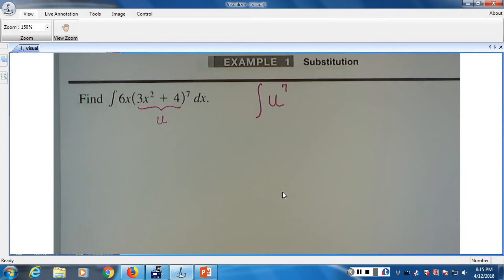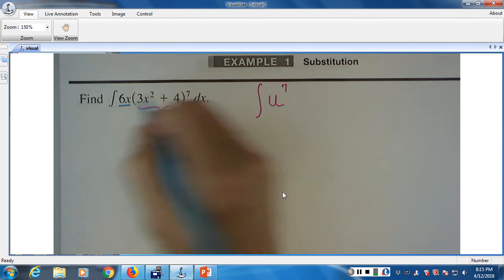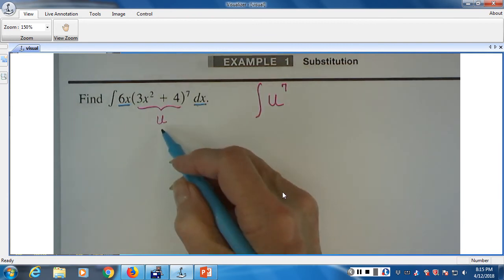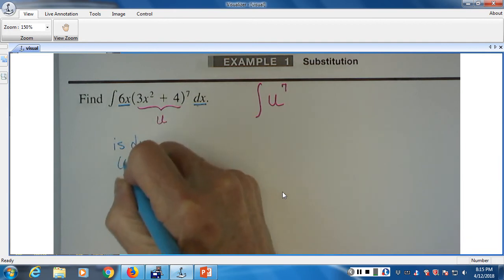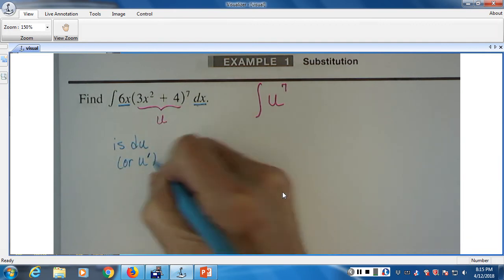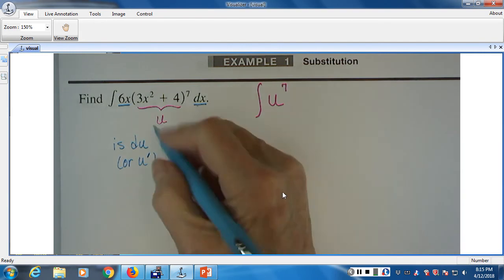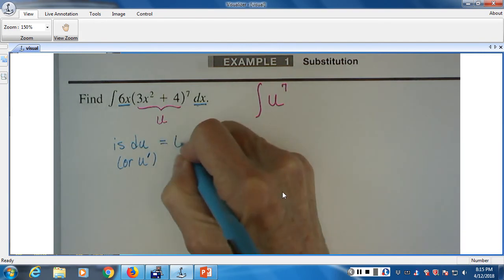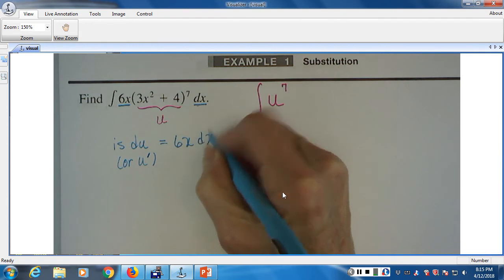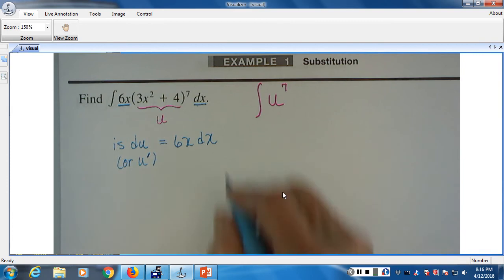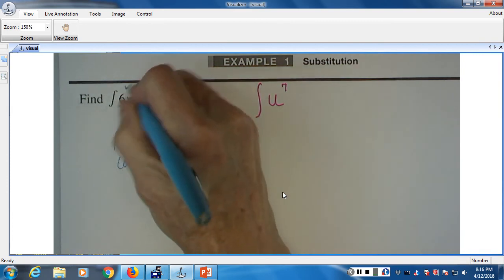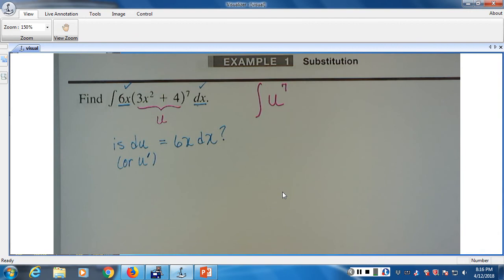But then we have a question. Is 6x dx the derivative of u? Is du, or u prime, if you want to think of it that way, is du equal to 6x dx? What's the derivative of 3x squared plus 4? It's 6x, and of course dx just says it's derivative. Okay? So yes, we have du.